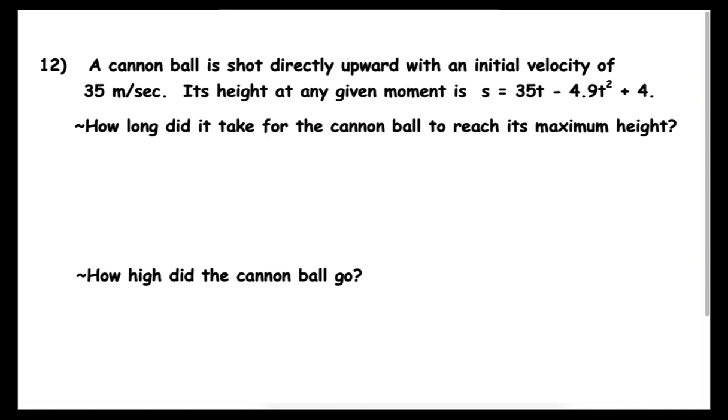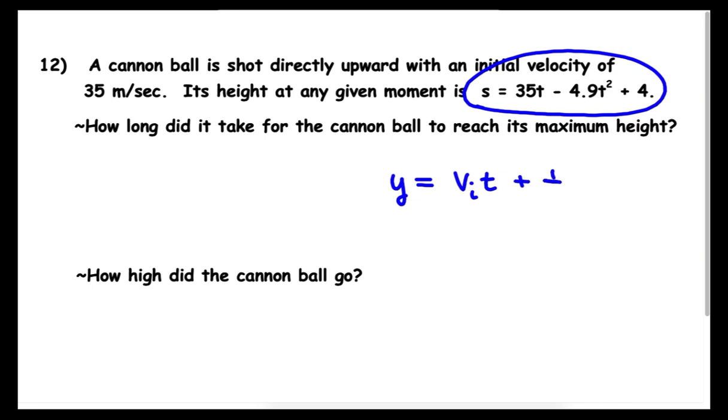Physics people, you may notice what's going on here. If you're not in physics, just bear with me for a moment. That's a physics formula. Again, normally physics is Y equals VIT. Some textbooks will call it VO for velocity original. Some will call it VI for velocity initial. It's the same thing. Initial velocity times t plus 1/2 gt squared.